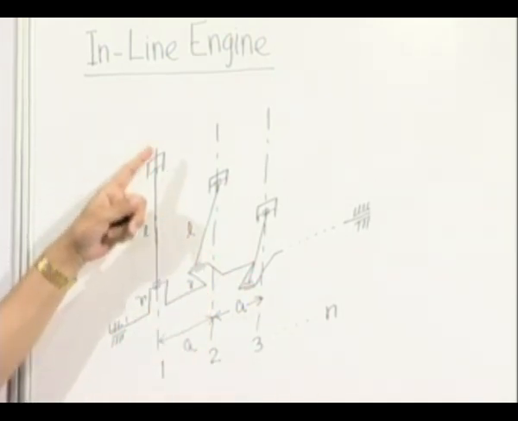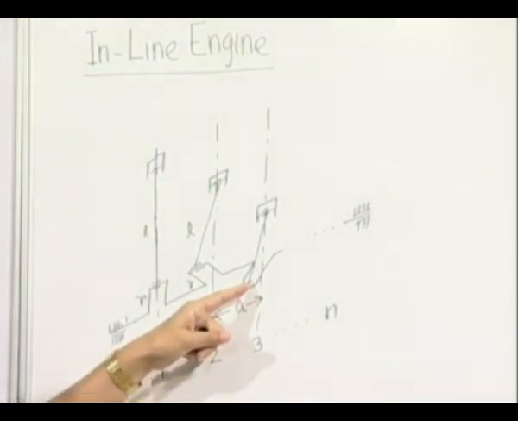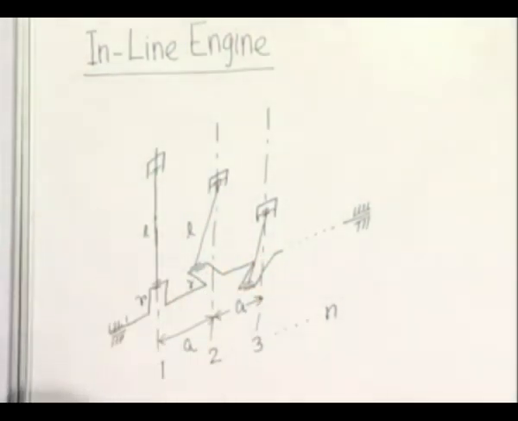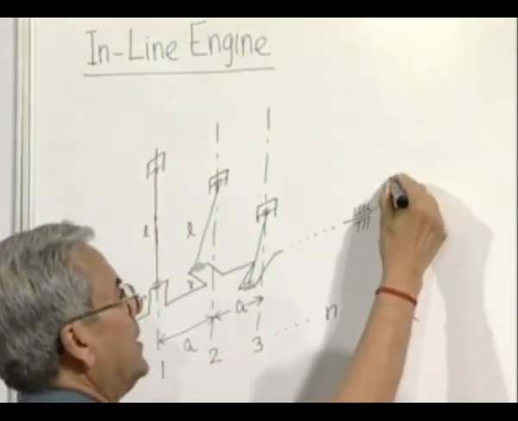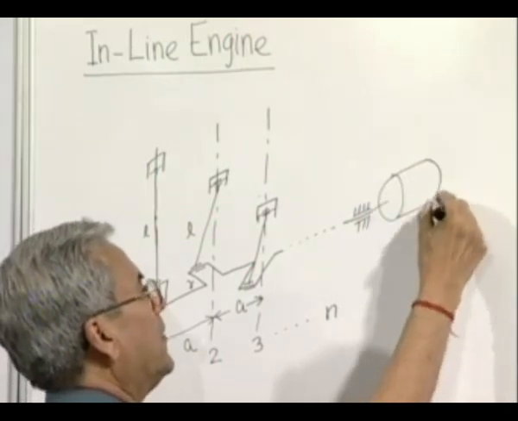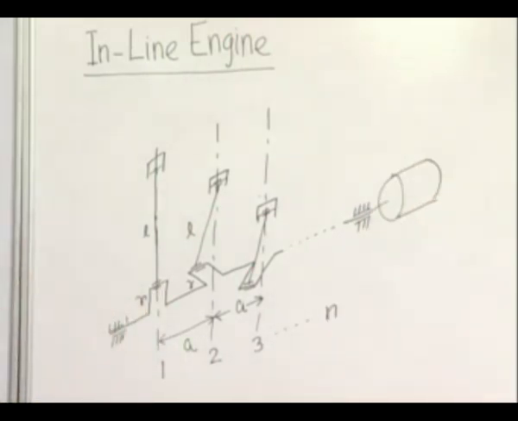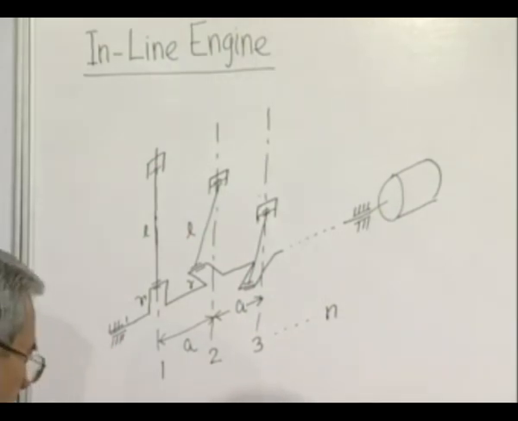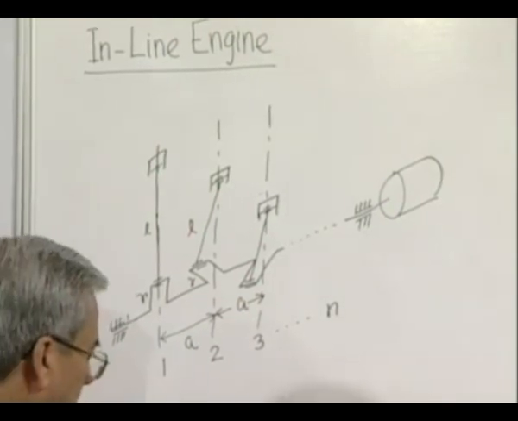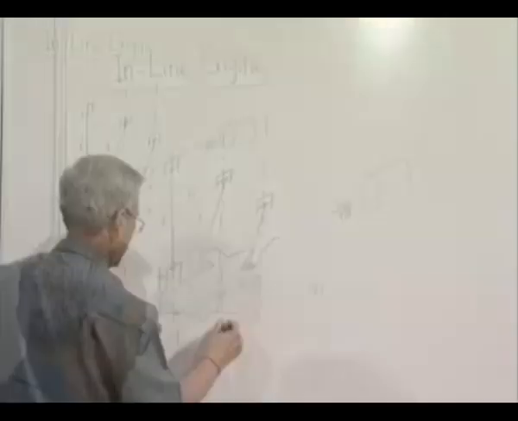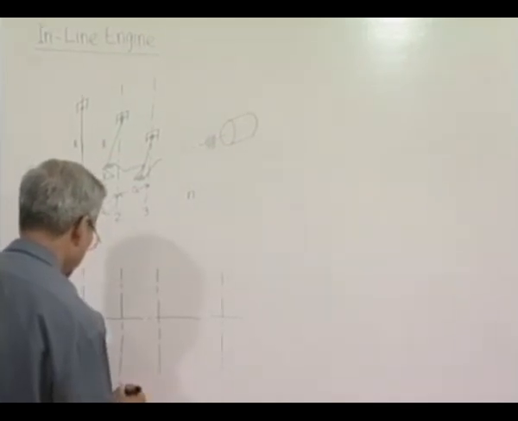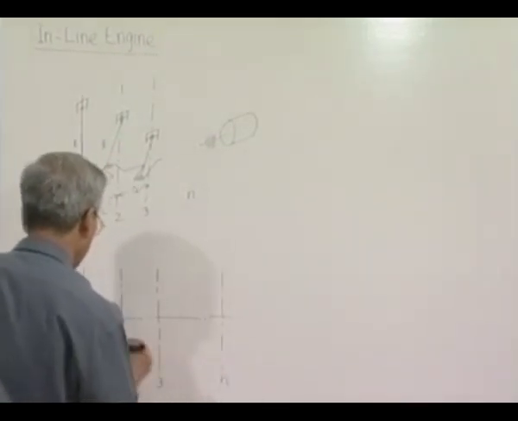Then all these cylinders are driving their individual cranks, and all these cranks are actually driving a common crankshaft, which is actually running or driving the load, whatever it may be. So, this is an isometric view. To make our life easier, generally we will replace an isometric view by an engineering drawing like this. So, an N cylinder inline engine will look like this.